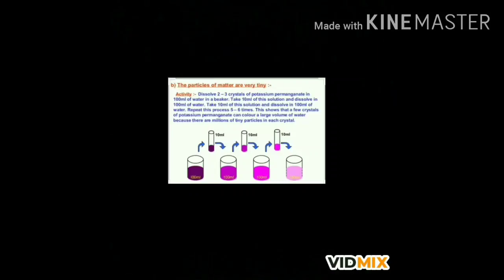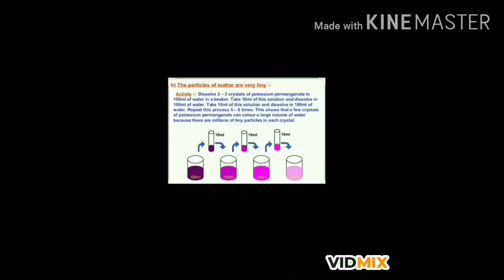So this experiment shows that a few crystals of potassium permanganate can color a large volume of water as large as about 1000 liter. We may conclude that there must be millions and millions of tiny particles in just one crystal of potassium permanganate which keep on dividing themselves into smaller and smaller particles. Ultimately, a stage may reach when these particles cannot be divided further into smaller particles.